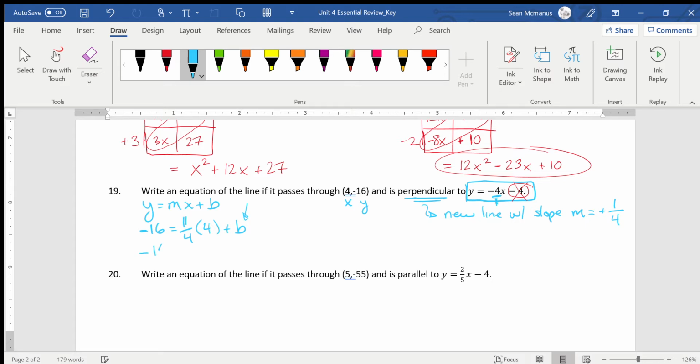Okay, so negative 16 equals, if I multiply right across, I get 4 over 4 is 1, plus b. 1/4 of 4 is 1. And then to get the b all by itself, I need to subtract 1. So b is negative 17. Right, so I know the slope and the y-intercept. So from those two things, I can write the final equation. So y equals 1 over 4x minus 17.